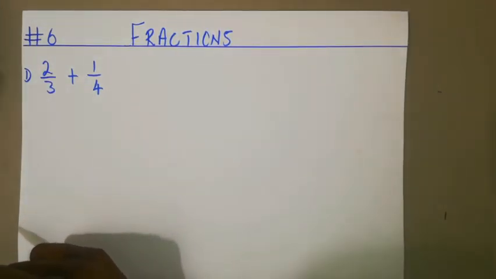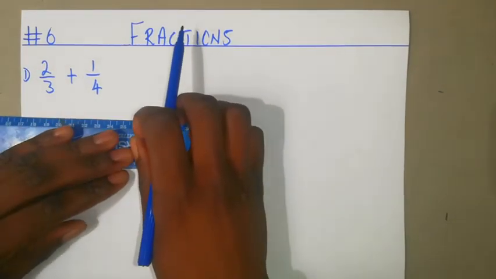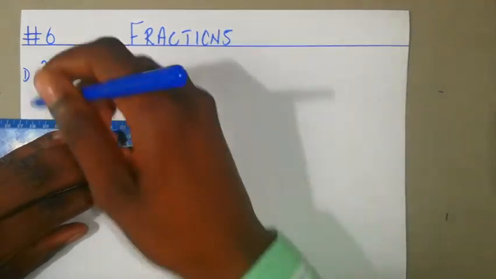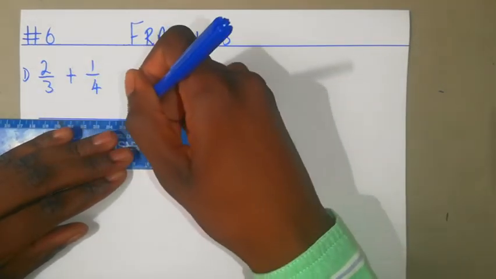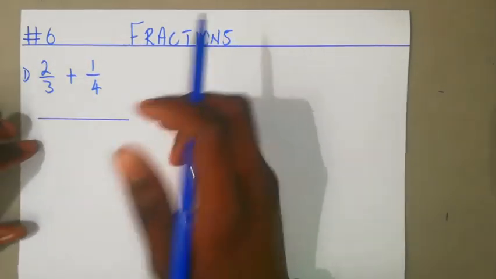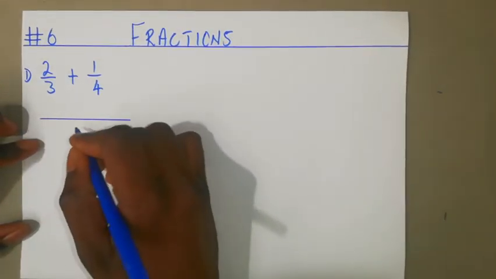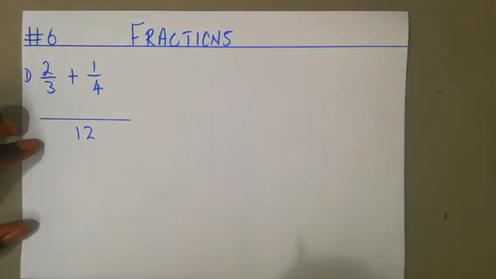The procedure, if we are doing addition and subtraction of fractions, we are supposed to consider the common denominator. In this case, we've got two different denominators. Therefore, we are supposed to determine the lowest common denominator. If we are determining a lowest common denominator, we simply multiply our denominators. So in this case, we are going to obtain 12.